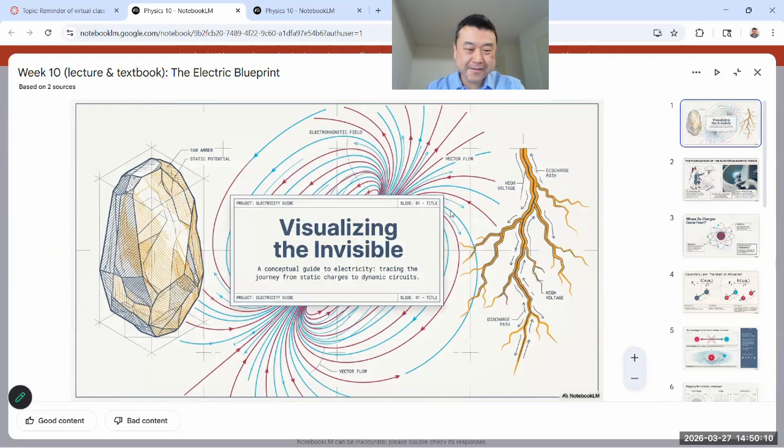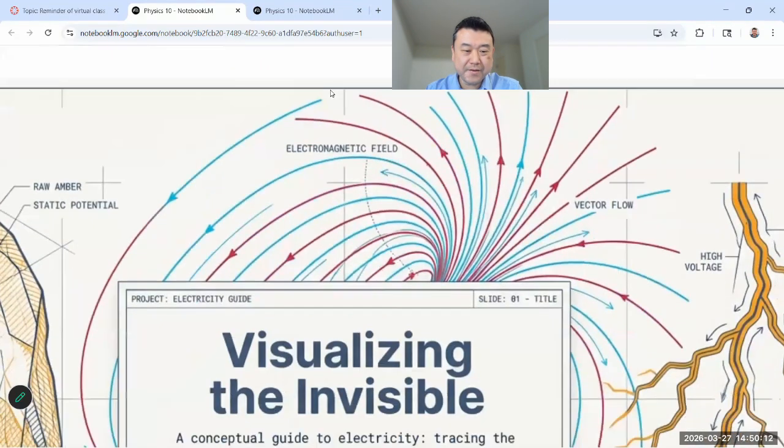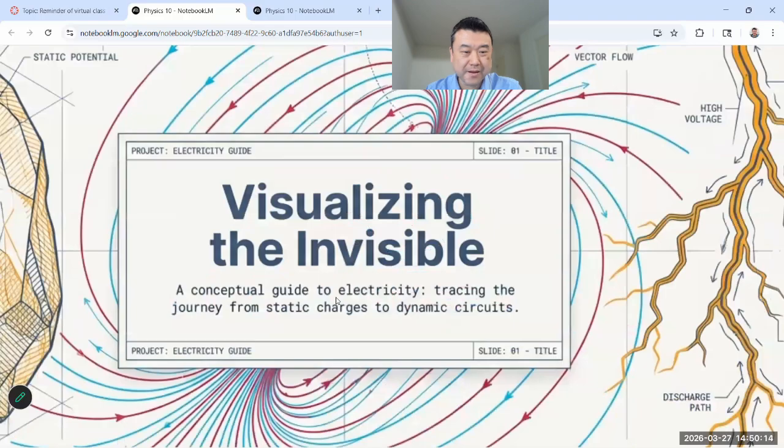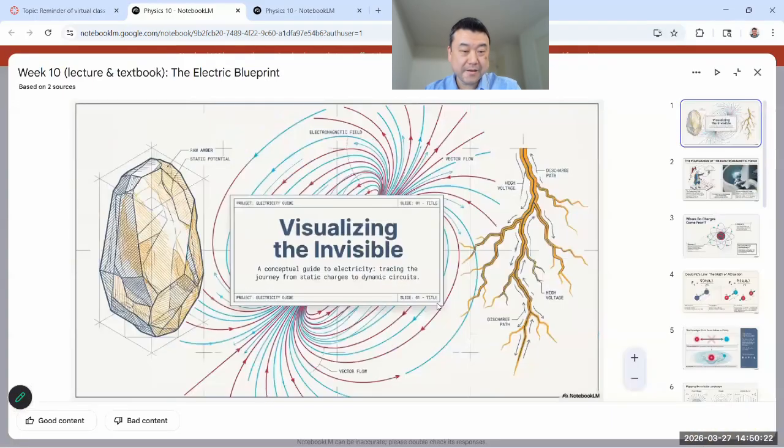So this is the slide, visualizing the invisible, like electric field lines, maybe. A conceptual guide to electricity, tracing the journey from static charges to dynamic circuits. Yeah, like the DC current scenario where you need to have electric field within the conducting material. And within the pictures, I don't know why it's hiding the dipole arrangement, because by hiding where the dipole is, this looks like it could be magnetic fields, but let me move on.